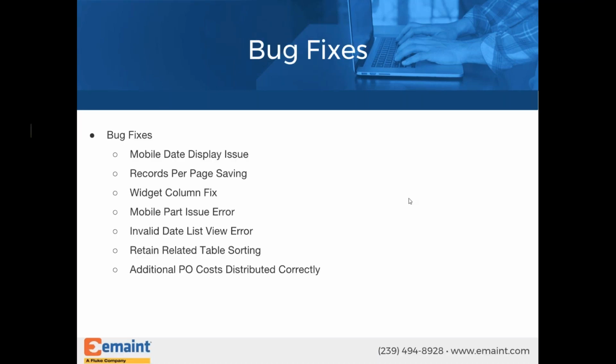We also have 7 bug fixes that we've applied in this patch. And the first one we have here is mobile date display issue. So there was some issues with the dates not rendering correctly when you were picking specific formats in the mobile interface when you were closing out work orders. And this was causing some users problems when trying to close out work orders in mobile.